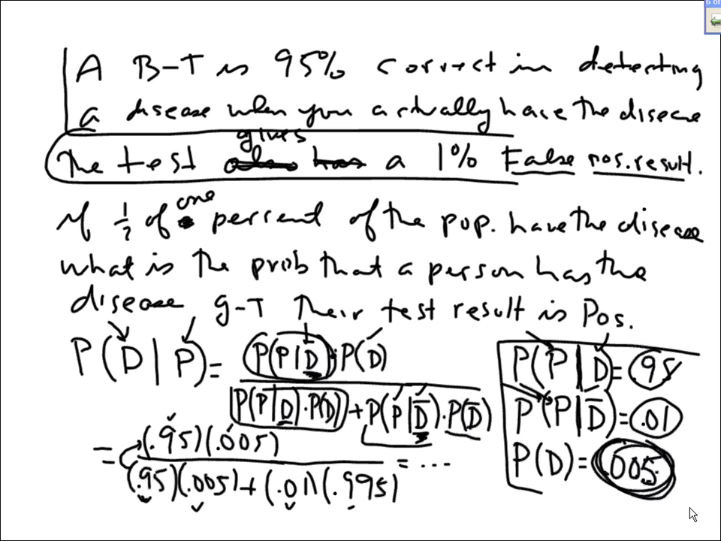In other words, in my mind, there's no decimal. I would do 95 times 5. In the bottom, I would do 95 times good old 5. Over here, I would do 1 times 995.